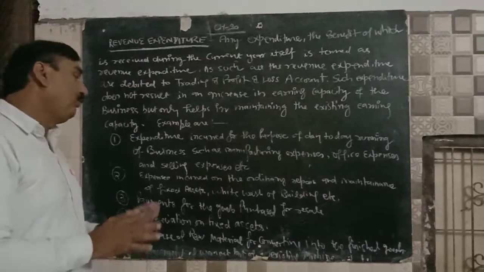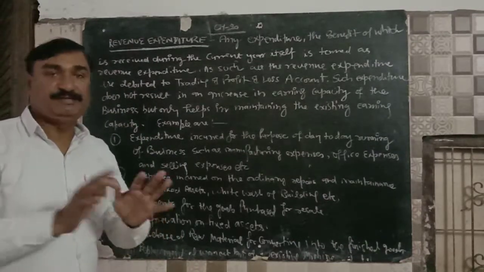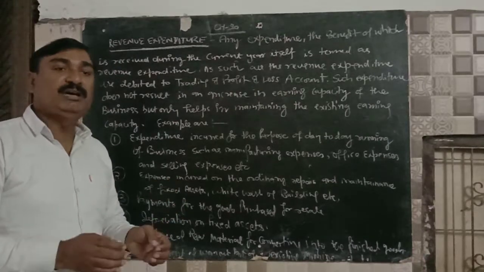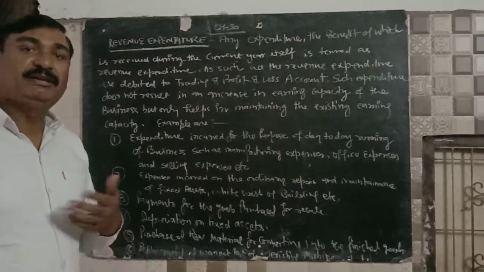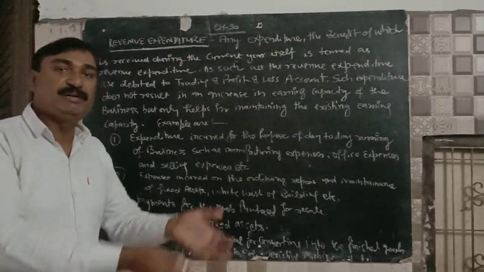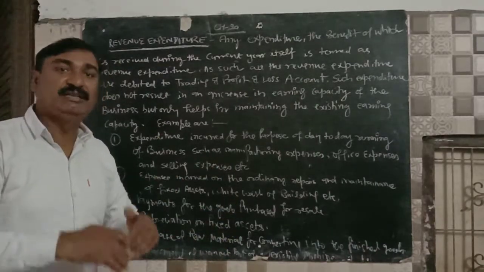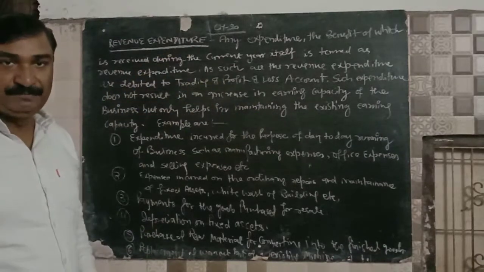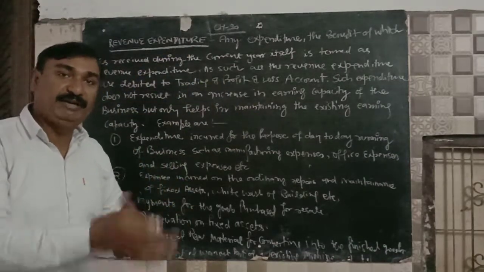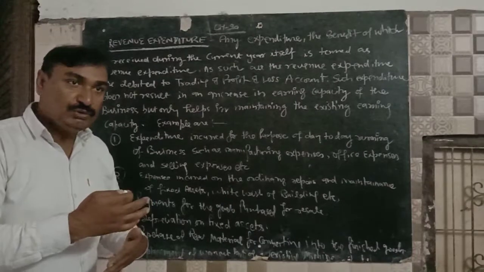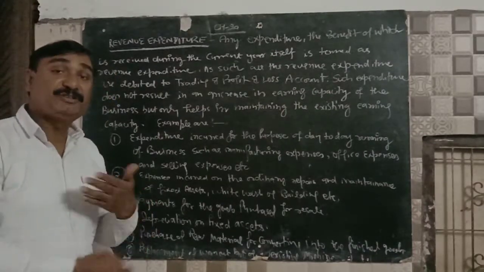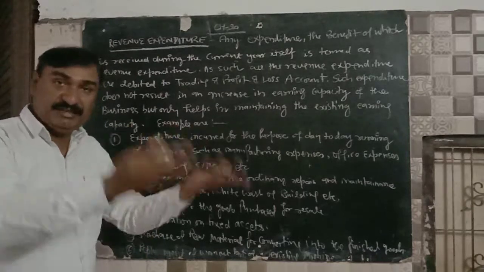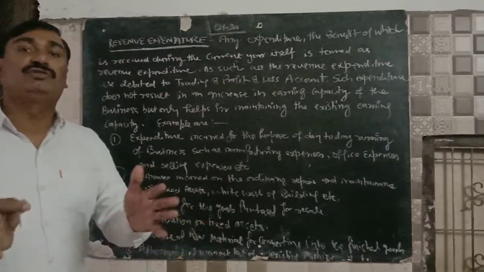Third, payment for the goods purchased for resale. If we are running a trading company, what will the trading company do? They purchase the manufactured goods and resell the goods to the other party. At that time we are doing trading of goods. So if we are buying the goods for the resale, that goods cost is called to be revenue expenditure.